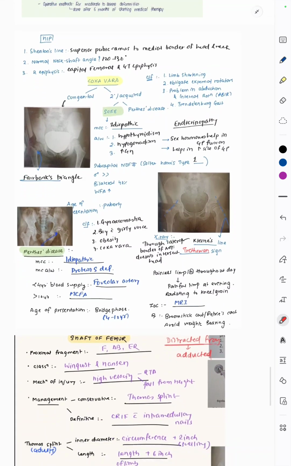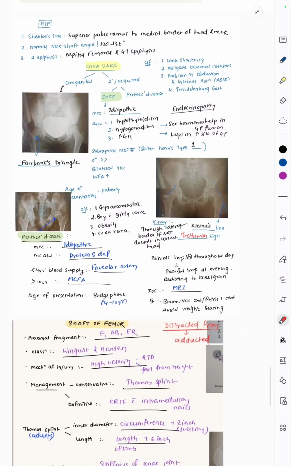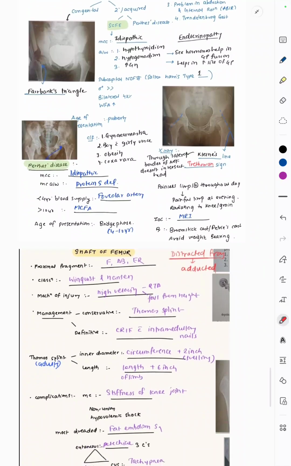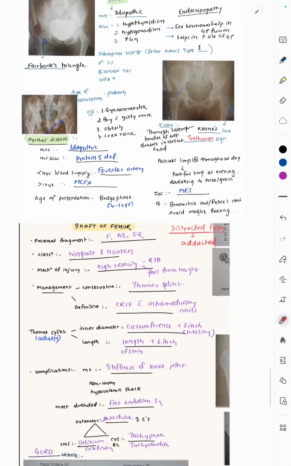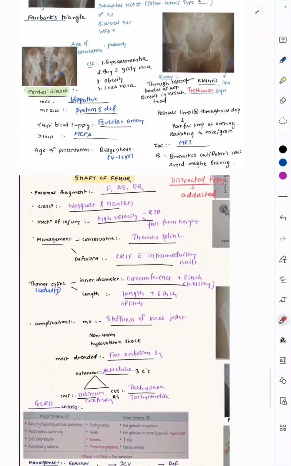Investigation of choice is the MRI. There is a painless limp, or the child is normal throughout the day, and then in the evening there is going to be radiation to the knee and the groin. The management for Perthes disease is a broomstick cast or a Petrie's cast, and avoiding weight bearing.